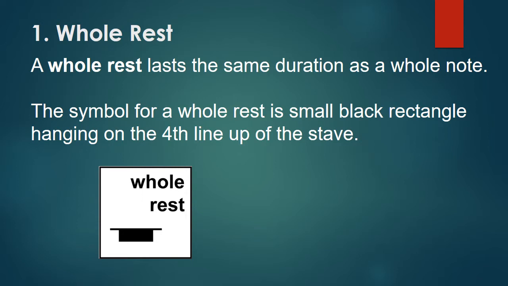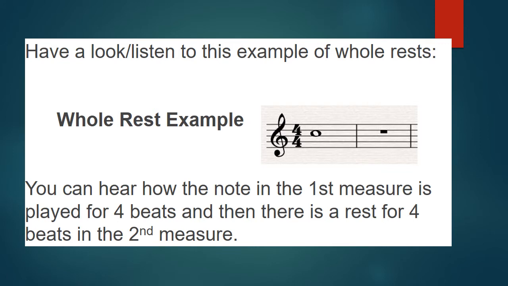Okay, the symbol for a whole rest is a small black rectangle hanging on the 4th line up of the stave or the staff, just like the picture below. Have a look and listen to this example of whole rests. I have recorded 4 clicks before the example begins so you can get a sense of the beat. So after the 4 clicks, you can hear how the note in the first measure is played for 4 beats, and then there is a rest for 4 beats in the second measure.